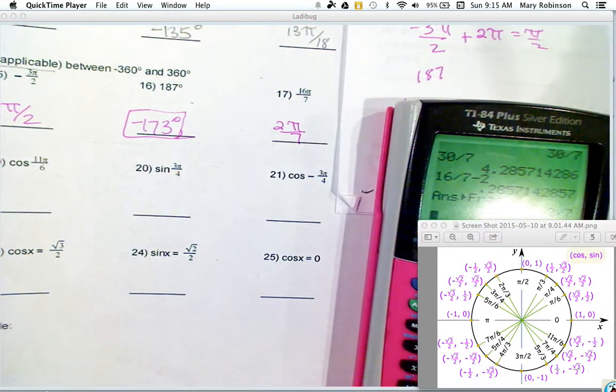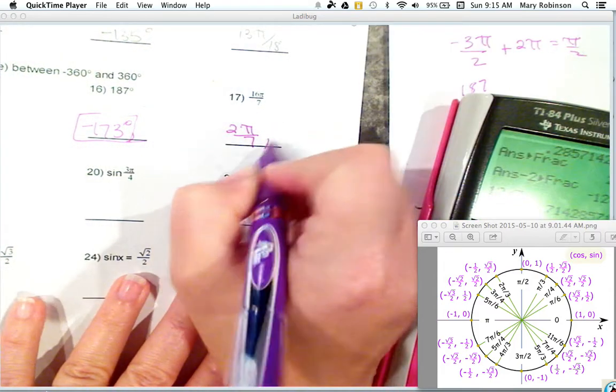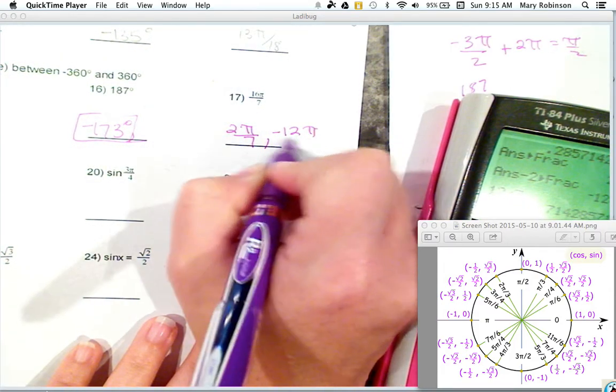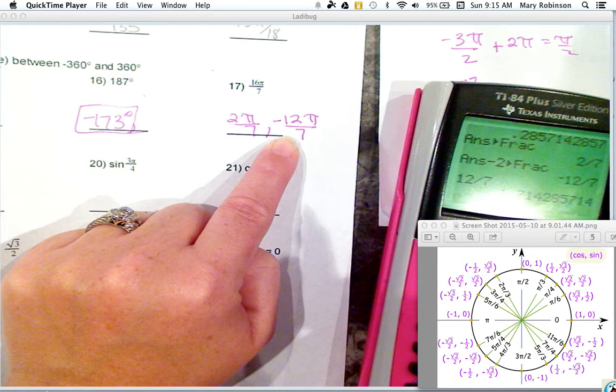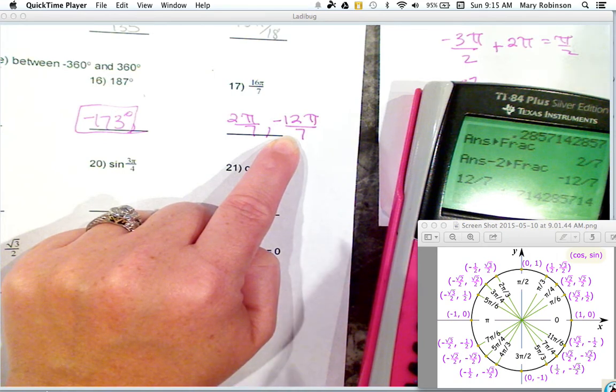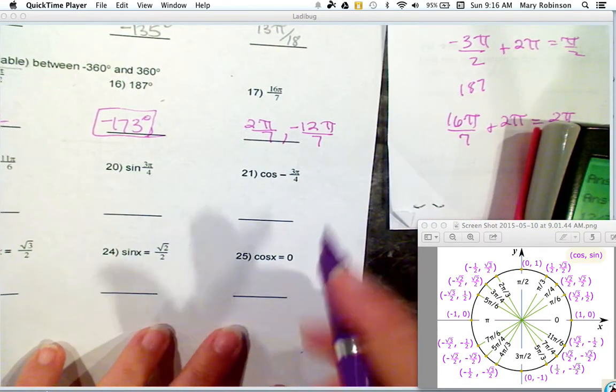And then I'm just going to check to see, can I subtract 2 pi again? So I subtract 2 and I get negative 12 sevenths. If we do 12 divided by 7, we get 1.7, so that's less than 2. So that means we can list that one. So negative 12 pi over 7. If you think about it, what would give us a value of exactly negative 2 pi? That would be negative 14 sevenths. So since that's greater than that, that would also be a coterminal angle we should list.